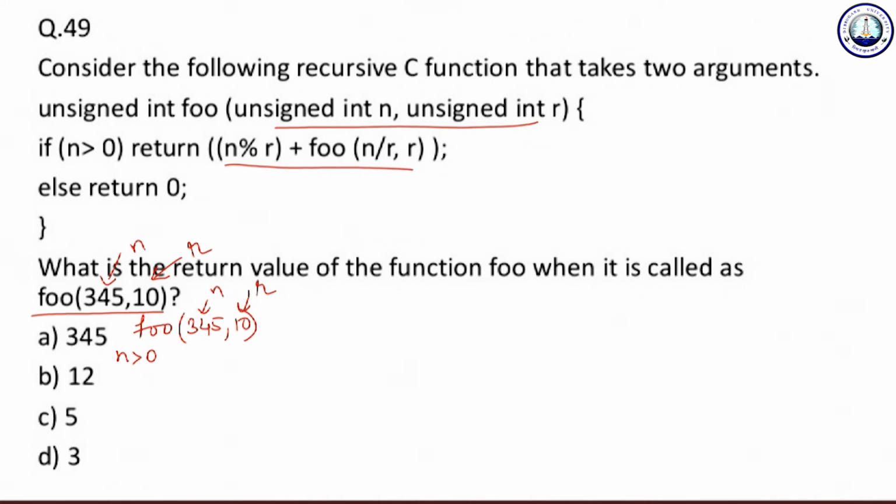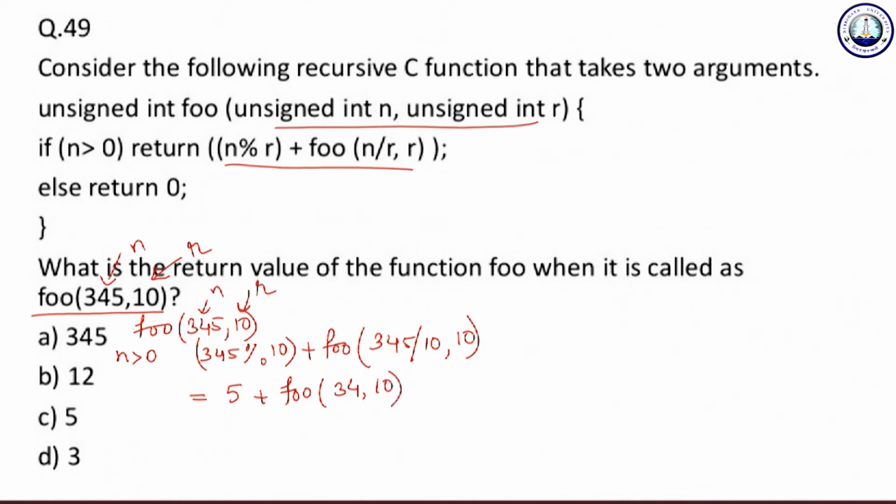It will be 345 modulo r, where r is 10, plus foo of 345 divided by 10 comma 10. So, here it will be 5 plus foo of 34 comma 10.